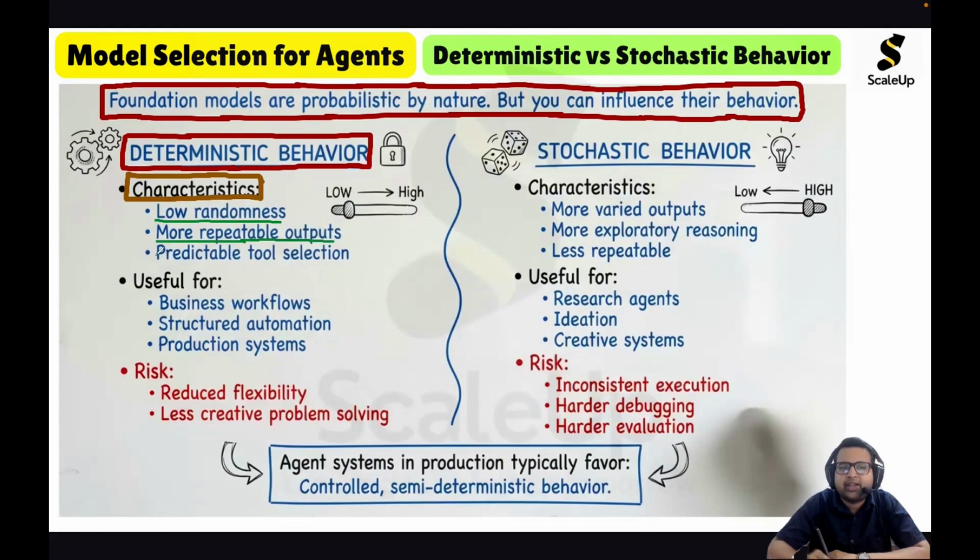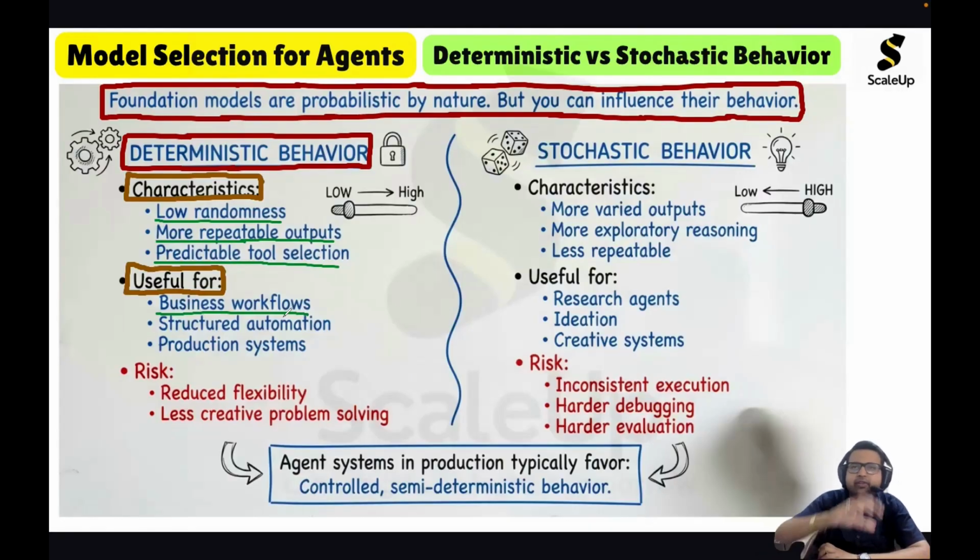and predictable tool selection. So deterministic behavior is very much predictable. We can predict the outcomes. We will get more repeatable outputs and low randomness. Now, deterministic behavior is useful for business workflows because business workflows are deterministic in nature.